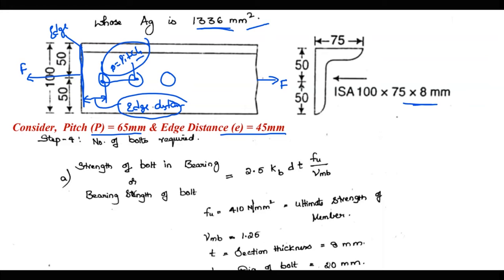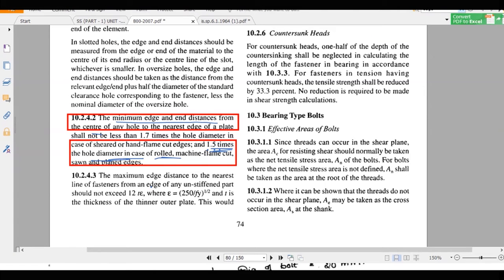Based on those conditions, minimum values from the code book, you can consider a certain value of 60 mm for pitch and edge distance as 45 mm. Let me show you that. See here, the edge distance is given by clause 10.2.4.2, and the minimum edge distance should be 1.5 times the hole diameter. So if the diameter of the hole made for the bolt is DH, then 1.5 times that hole diameter is taken as this edge distance.